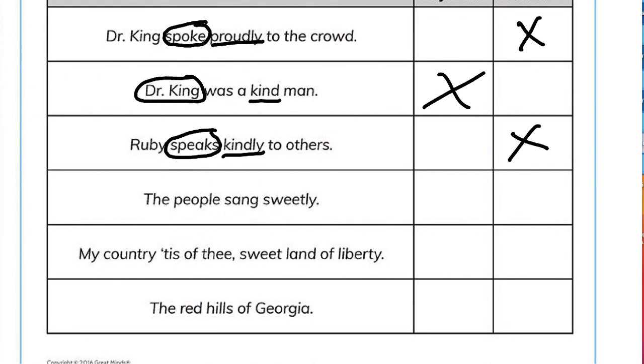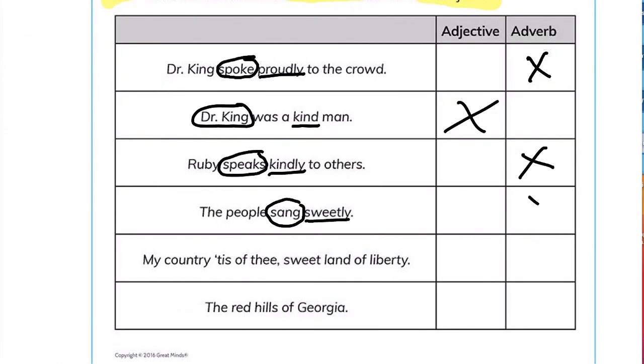Okay, the next one I'm going to pause a little longer to give you a chance to do it on your own. The people sang sweetly. Which word is our describing word? Underline it. What word are we describing? Circle it. Then ask yourself, is the word that is being described a noun or a verb? Now let's check your work. Our describing word in this sentence is sweetly, and we are describing how they sang. Sang is an action word, so that makes it an adverb.